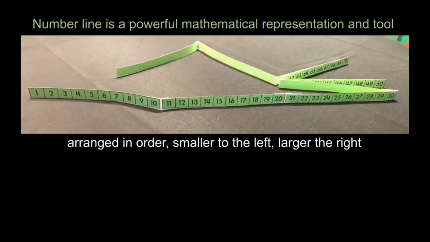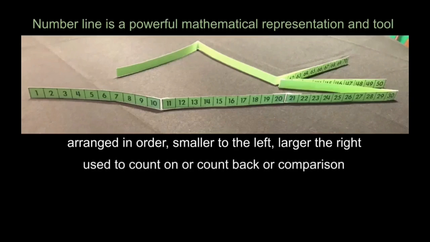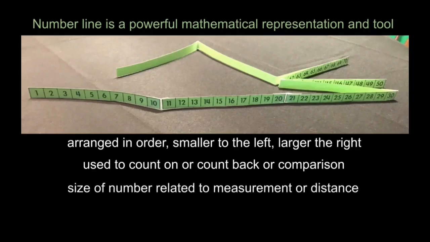For example, the numbers are arranged in order, smaller to the left, larger to the right. You can use this number line to count on or count back for addition and subtraction, and also to compare sizes of numbers. The size of number here is one of the earliest introductions to the idea of number actually representing a measurement or a distance. It's a little bit different way of thinking about number. Instead of a quantity, a number of beans, a pile of beans or something, how many in that pile, this is distance as a quantity.